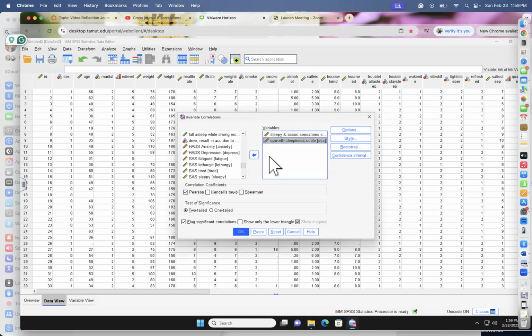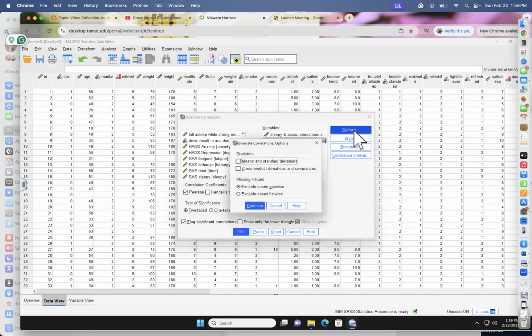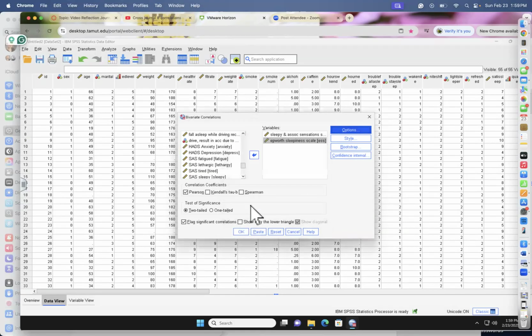And when I do that, now I need to go to options. And I do want to see my means and standard deviation just because I want to see what those are, just to see my statistics. But I want to make sure I exclude cases pairwise. What that means is if there are cases that don't have something to compare to, it's not going to be included in this. So I'm going to hit continue. And I'm going to press OK.